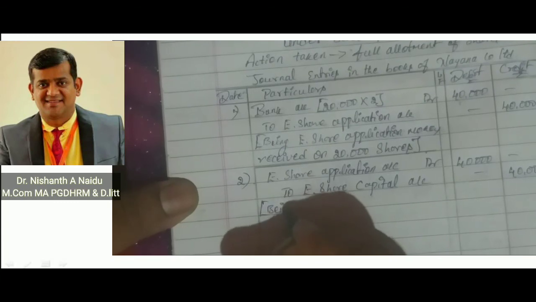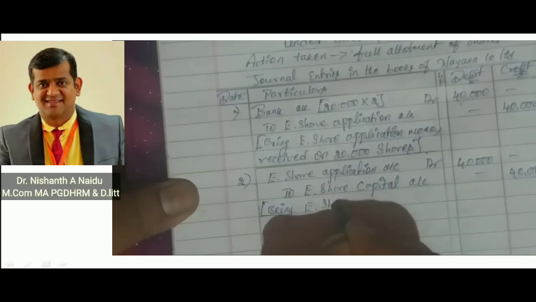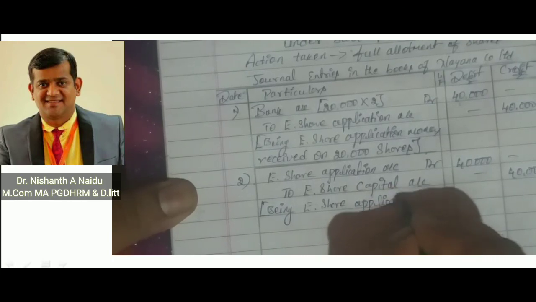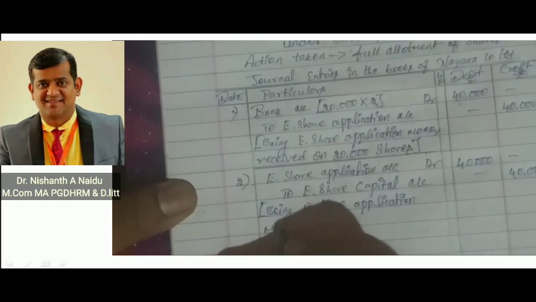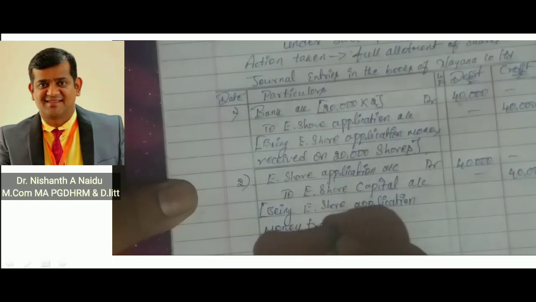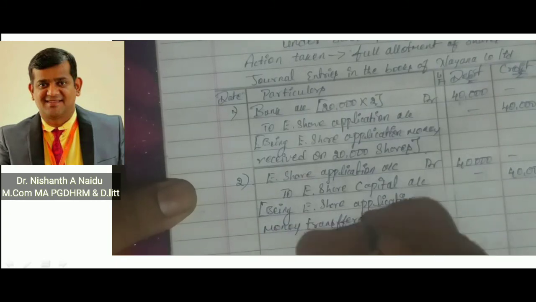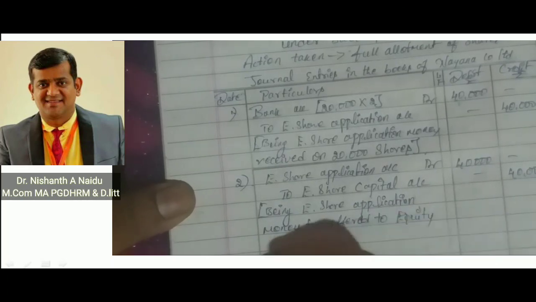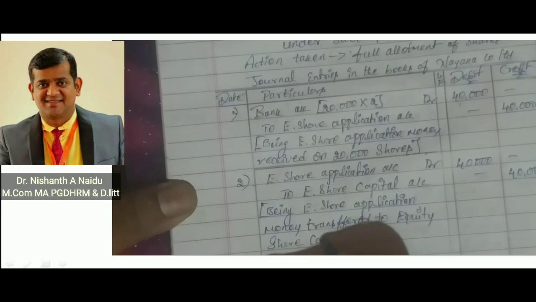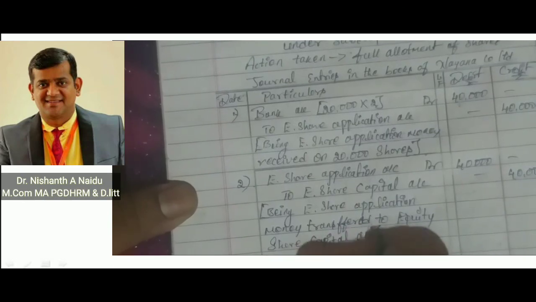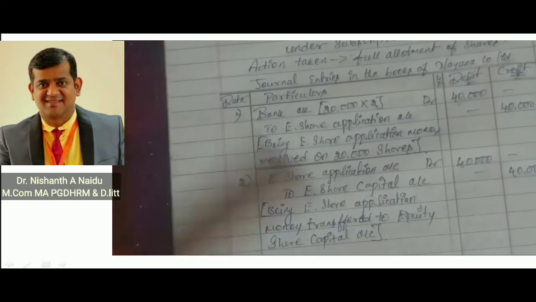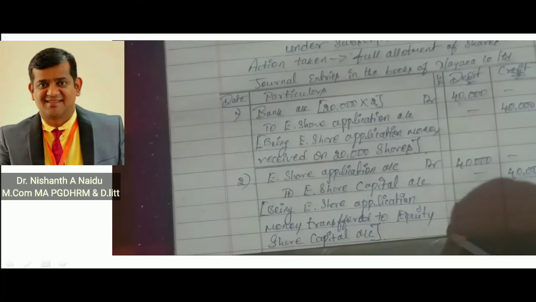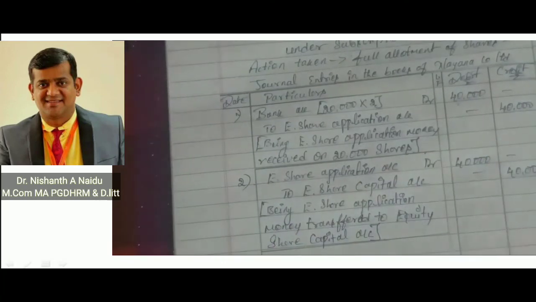Being equity share application money transferred to equity share capital account. So close the entry. So these are all the same. I'm not doing any changes. Same entry. So that is why I'm going a bit fast.